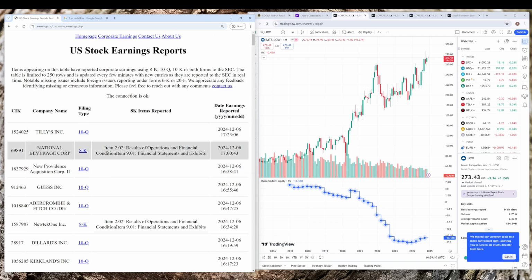This site's always updating. It's always reading off the SEC Edgar database. And anytime a company in the US reports earnings related stuff, it generally shows up here. And it shows up within low single digit minutes of being posted to the SEC.